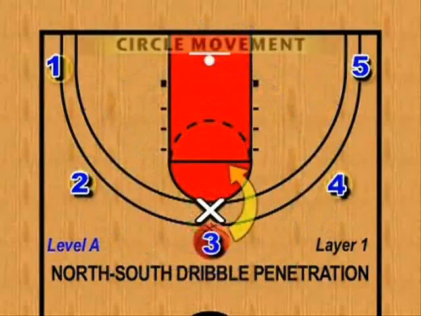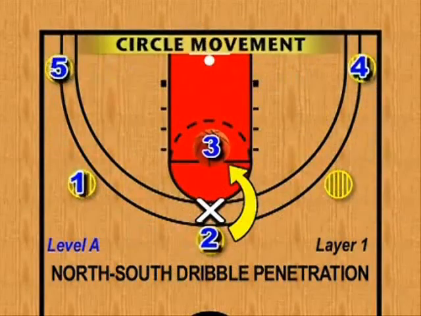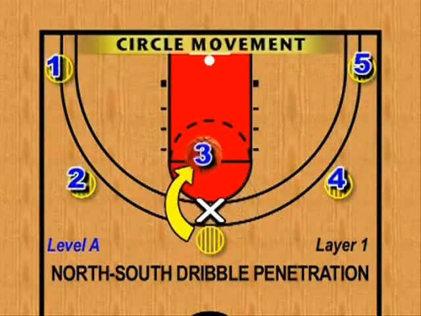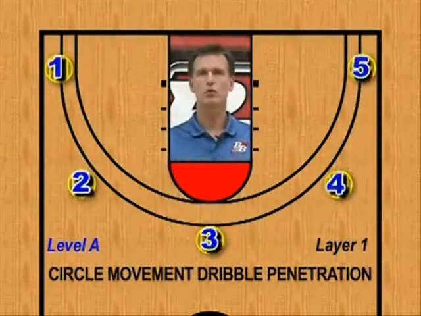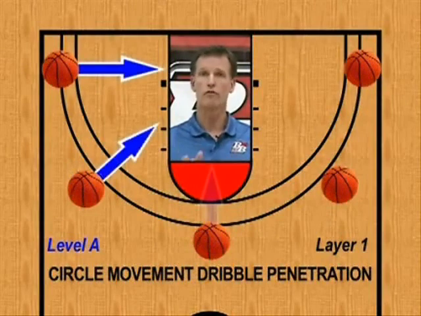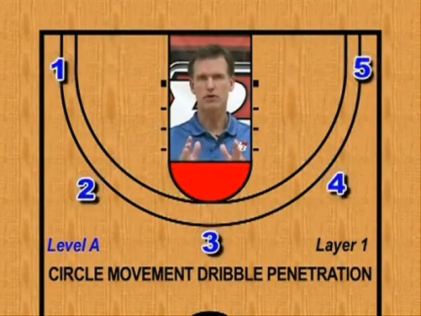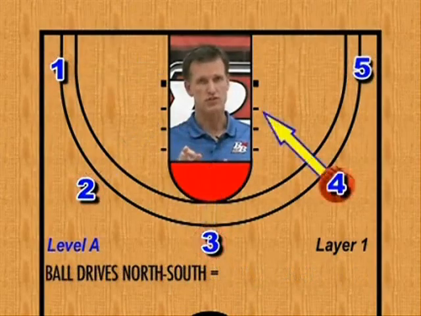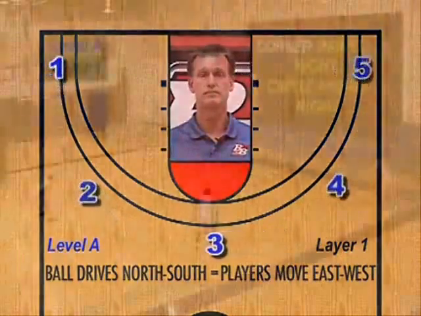If the ball handler goes right, then everyone moves to the next spot on their right. If the ball drives left, then everyone rotates left to the next spot. Let's watch what happens when the ball is driven toward the goal from each position on the floor. As you watch, notice this principle. When the ball drives north-south, the players without the ball move east-west.